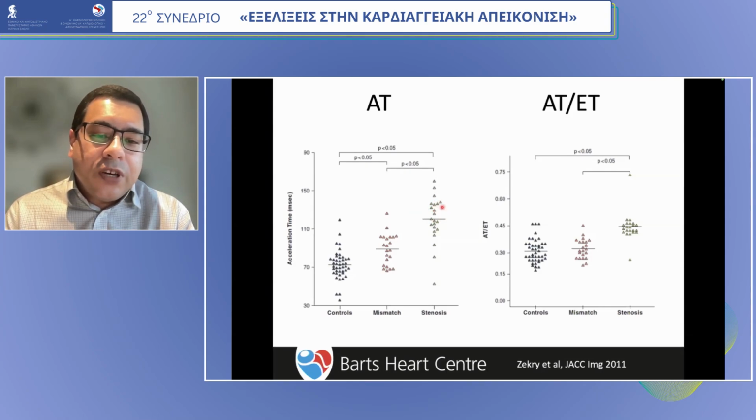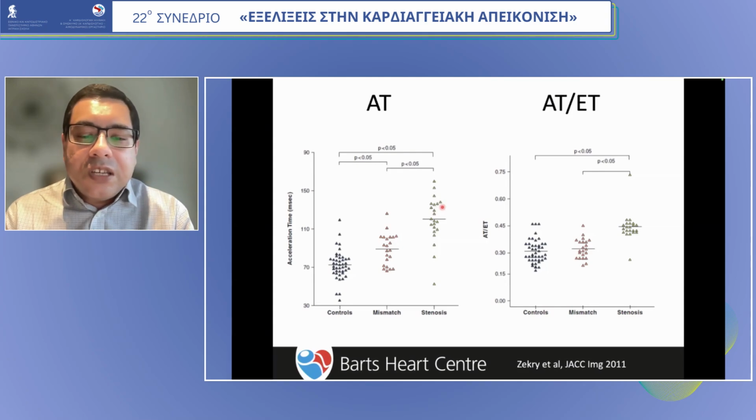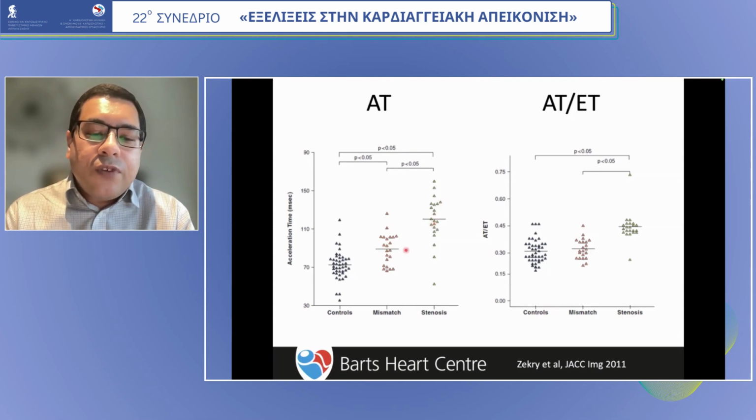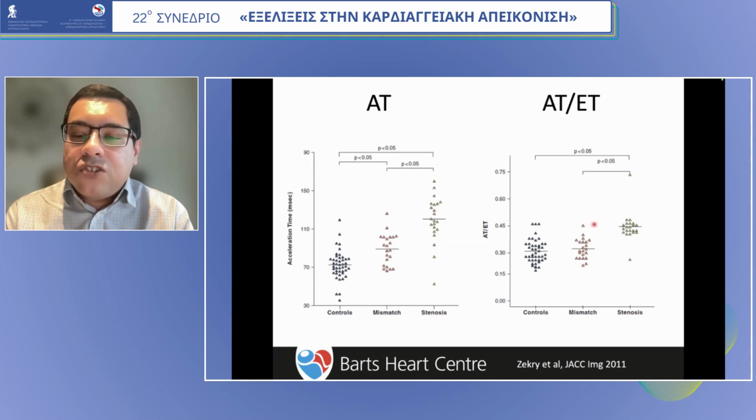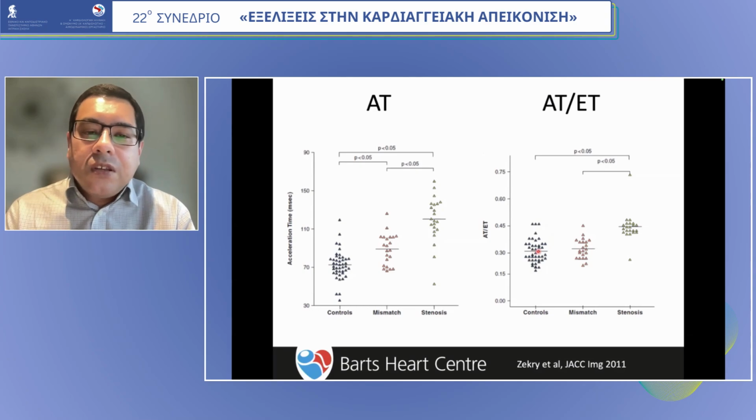If you have acceleration time over 100, that suggests there's going to be valve obstruction, but there's an overlap with patient prosthetic mismatch. But when you use a ratio of acceleration time to ejection time, we can see that if your acceleration over ejection time is more than 0.45, it helps you differentiate between mismatch and normal patients. So it's your increased gradient, increased acceleration time, and acceleration over ejection time of more than 0.45.